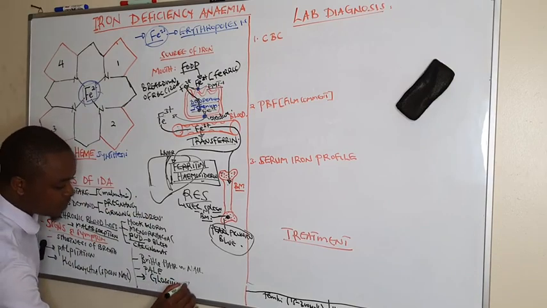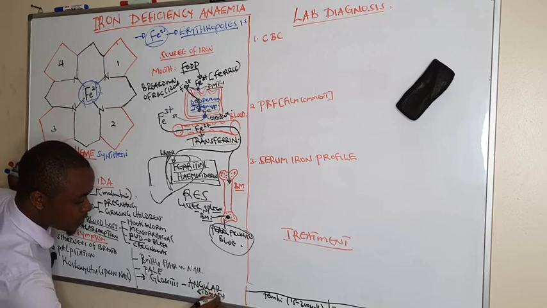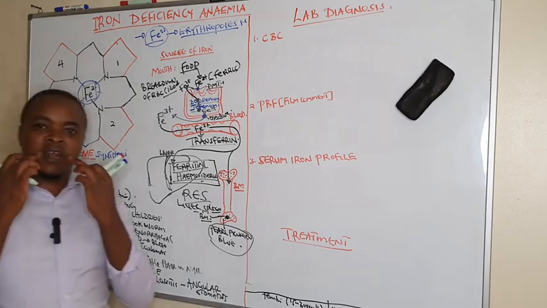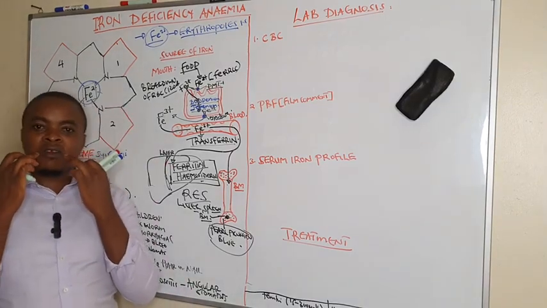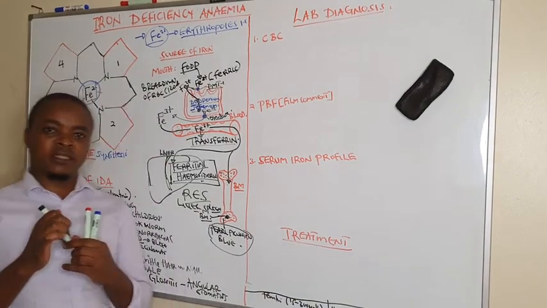Another sign we can see is angular stomatitis, whereby angular stomatitis is blackening of the corners of the mouth. You find someone, the corners of the mouth, they are blackening. That is what we call angular stomatitis.